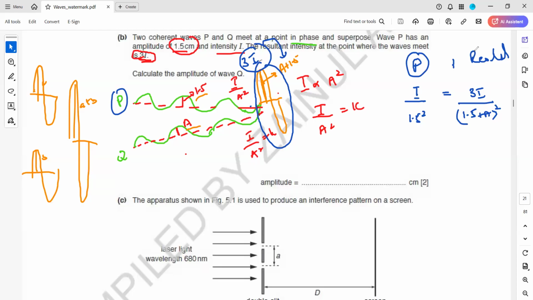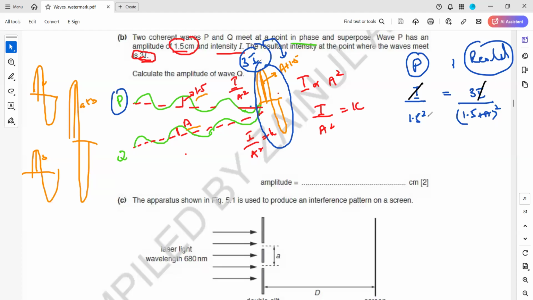So why are we comparing P with the resultant? Because we know the amplitude and intensity of P, and we have the intensity and amplitude of the resultant as well. Now you just have to simplify this equation and make A the subject.